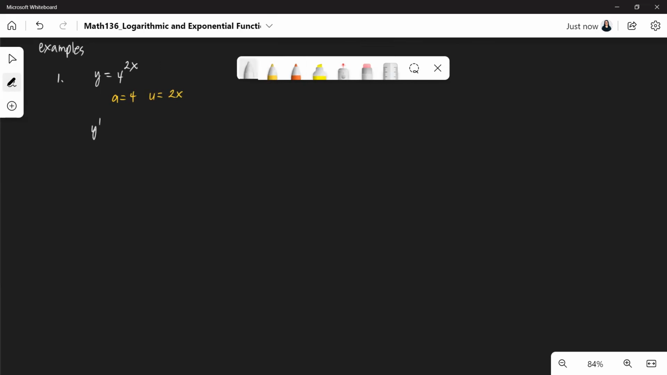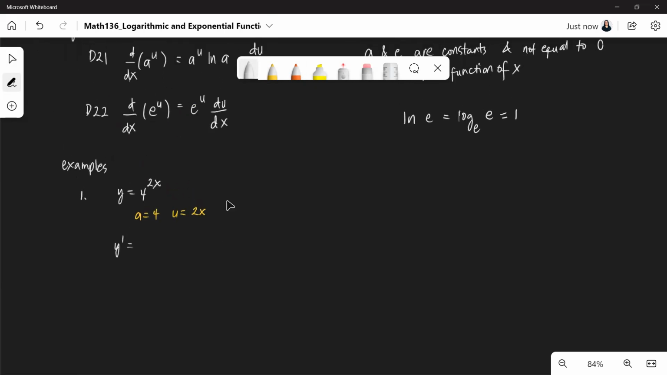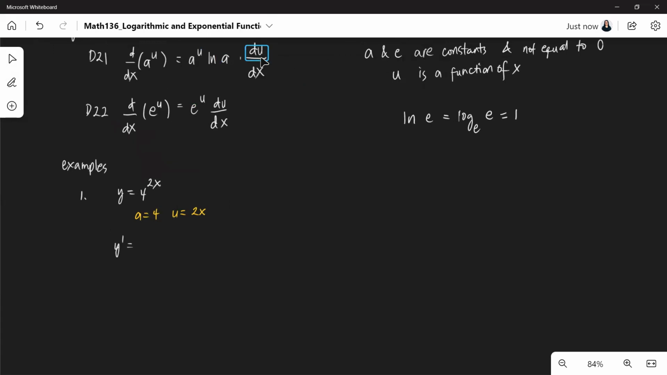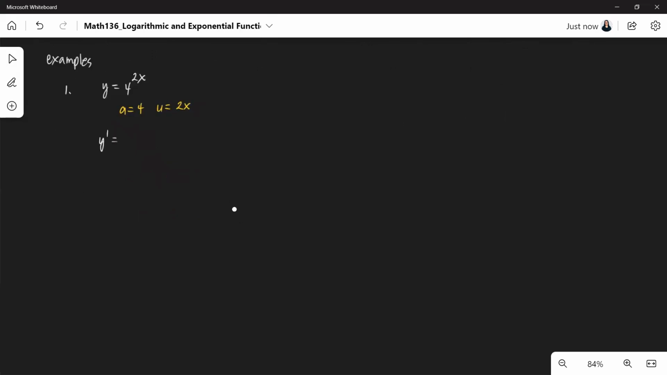So to solve for its derivative, we simply copy the given and then multiply with ln of the base and then multiply it further with the derivative of the power. Okay, so copy the given. So 4 raised to the power of 2x times natural log of a, so natural log of 4, and then multiply it with the derivative of u, which is 2x. Okay, so derivative of 2x is 2, so it's 4 raised to the power of 2x times ln of 4 times 2.